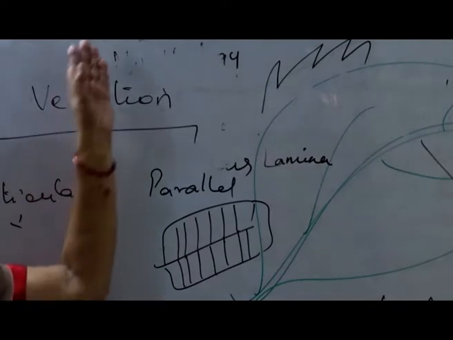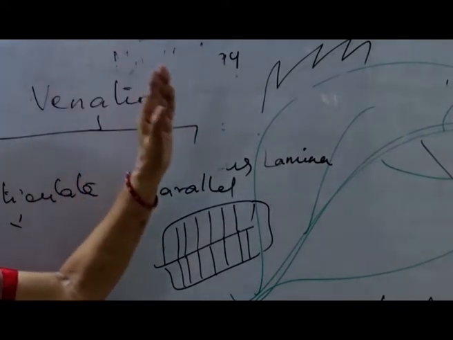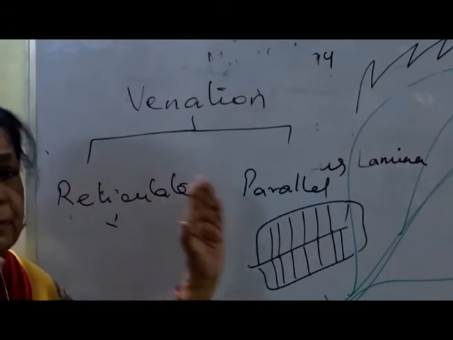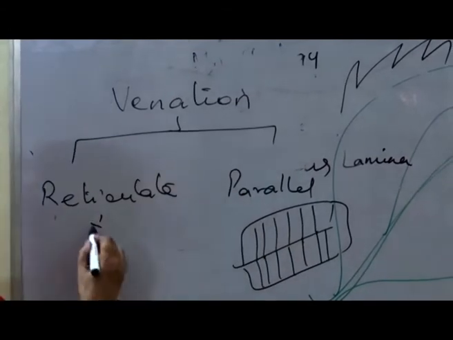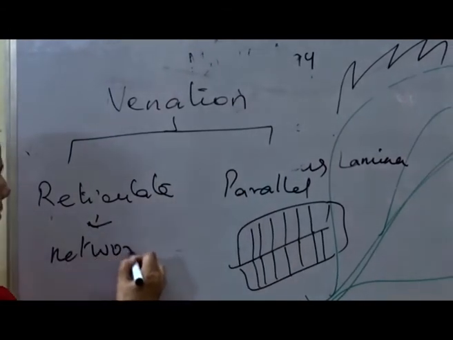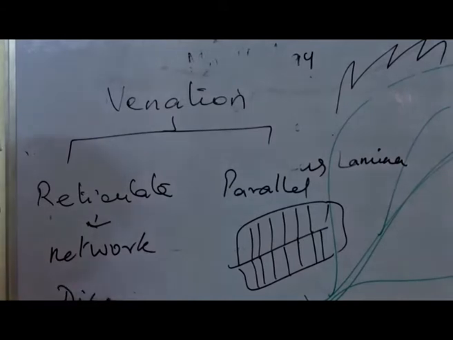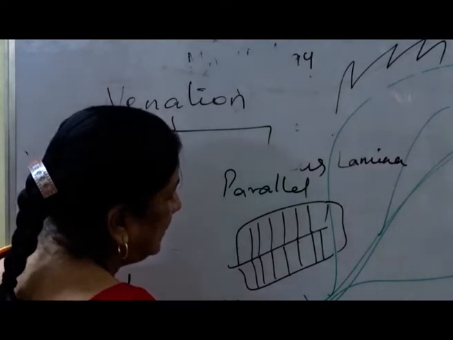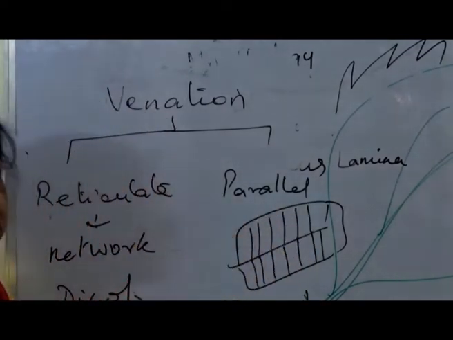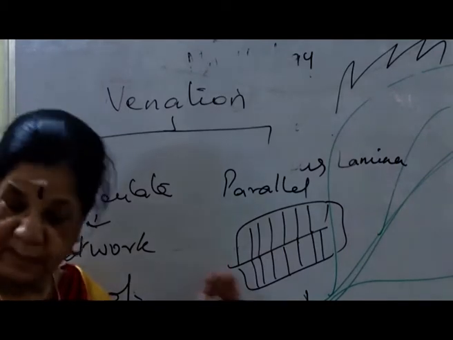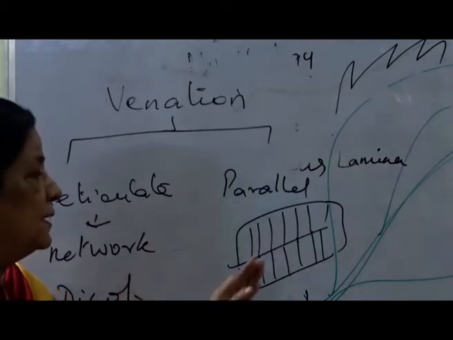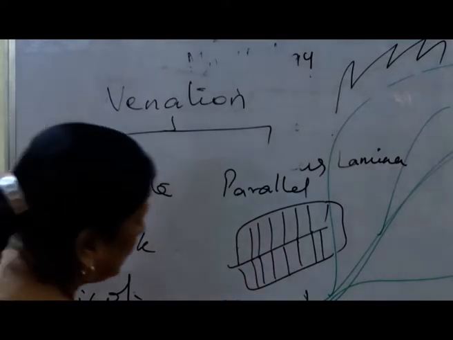So arrangement of veins on the leaf is called venation. It is of two types, reticulate venation and parallel venation. Network of veins is reticulate venation and it is characteristic of dicot plants. And parallel venation, veins running parallel to each other, that is parallel venation. Example for reticulate venation, dicot plants, mango leaf, hibiscus leaf, whereas monocot plant example, banana leaf.